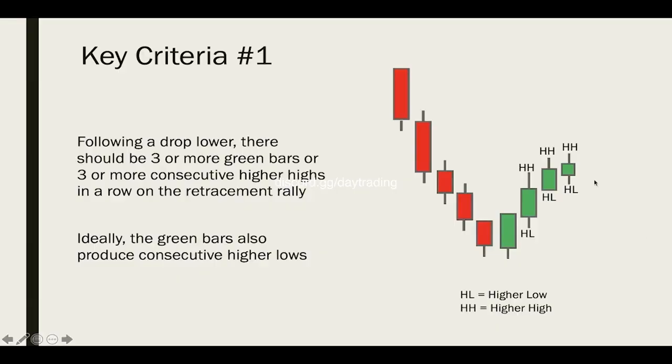Key criteria number one, after a huge drop, we need to have 3 or more consecutive green bars in a row with higher highs and higher lows, right? This high is higher than this high, this high is higher than this high, and this high is higher than that high. Okay, 3 consecutive green bars, and ideally consecutive higher highs and consecutive higher lows. It's the same exact thing. We are basically analyzing the quality of the retracement.